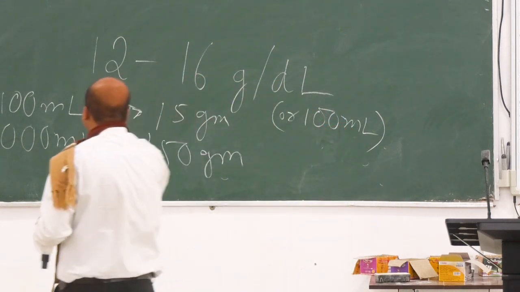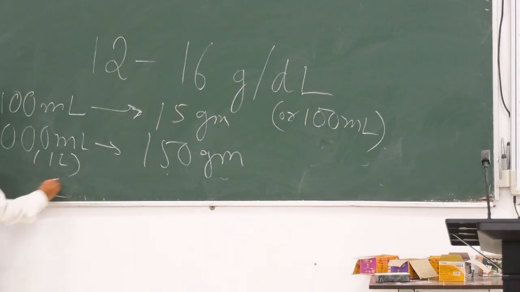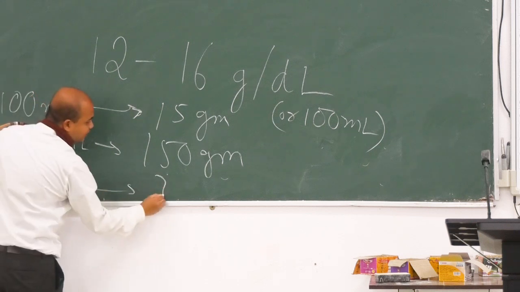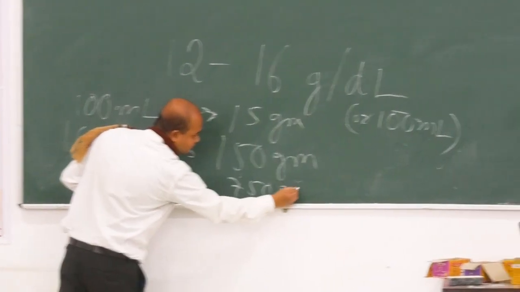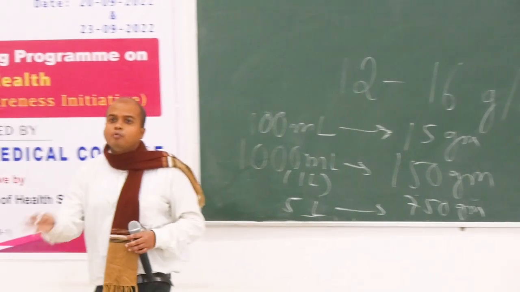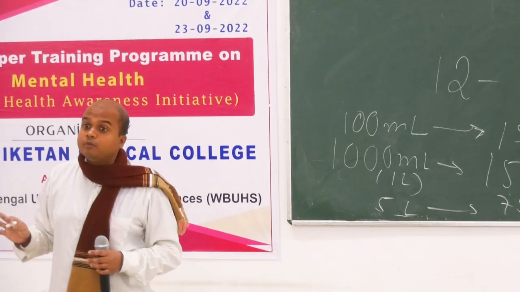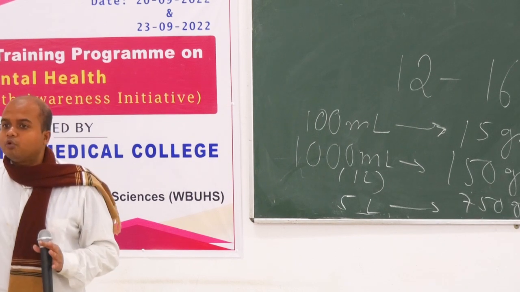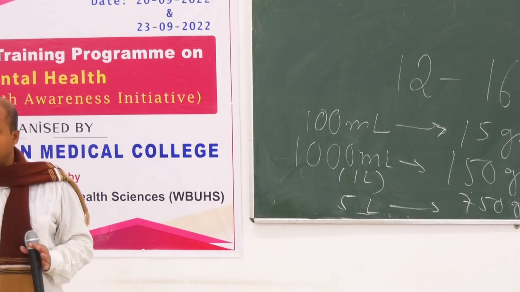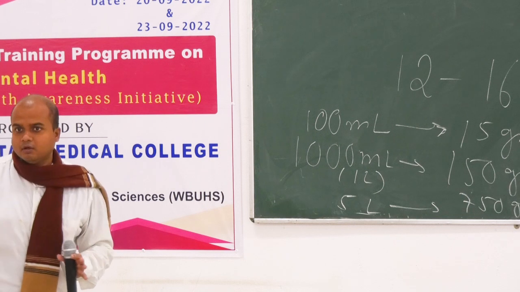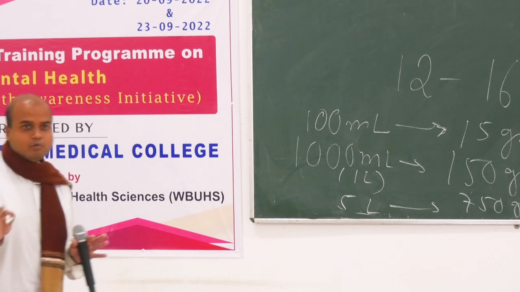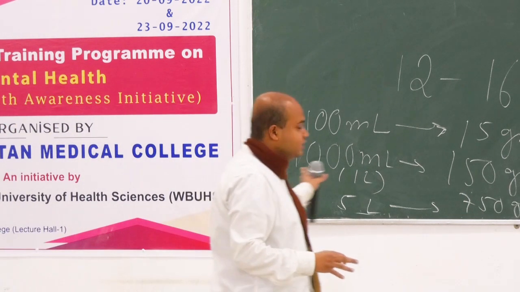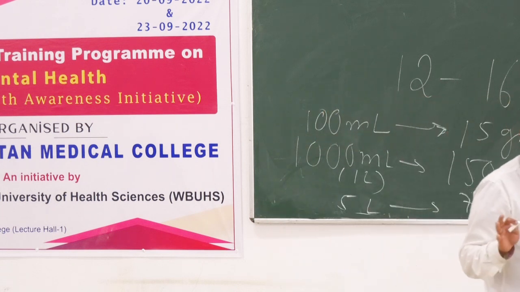So 5 liters, this is 1 liter. So 5 liters, it is coming as 750 grams. So more or less 600 to 900 grams is the whole content of hemoglobin in the body. This is how we calculate. Very easy calculation, I think. You are all intelligent people. This calculation is very easy, just to know what to do.